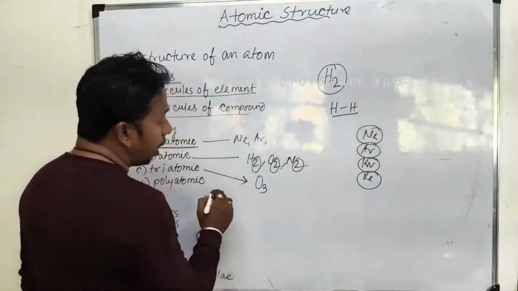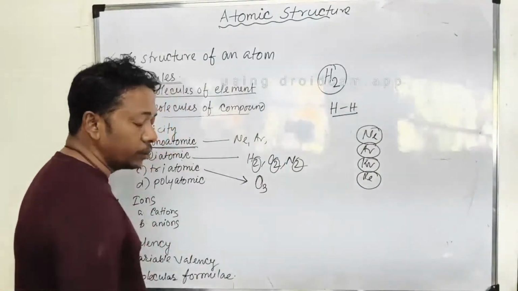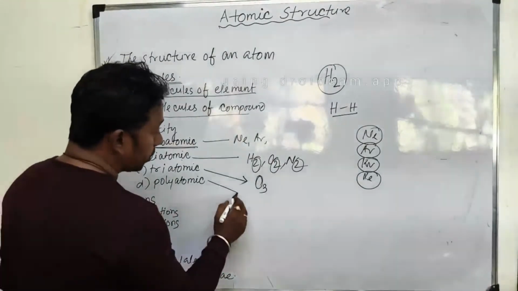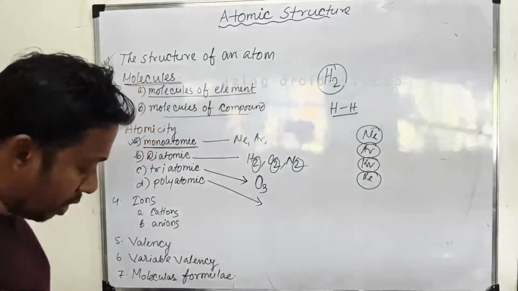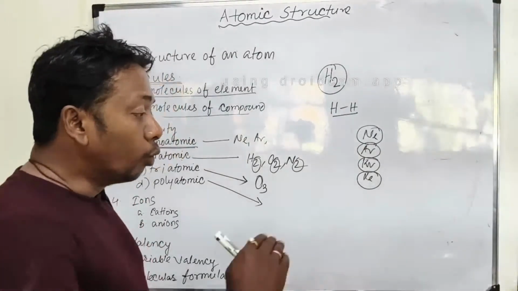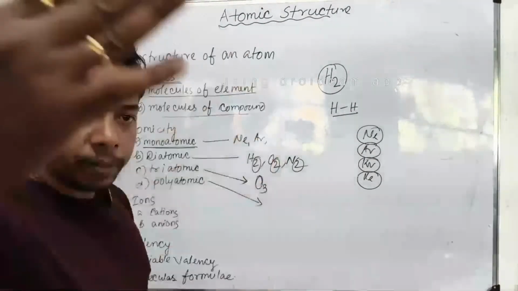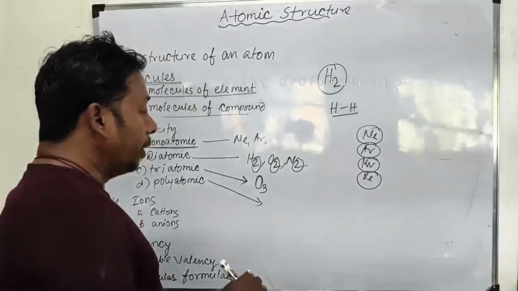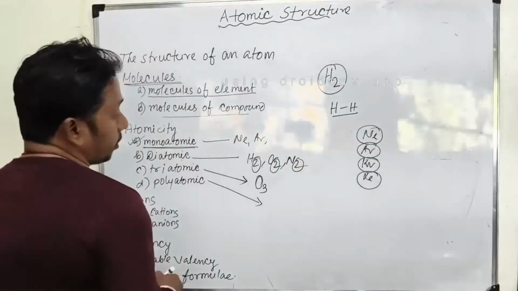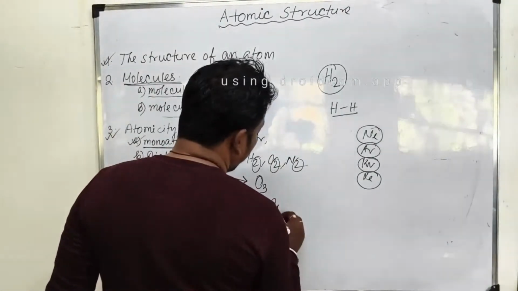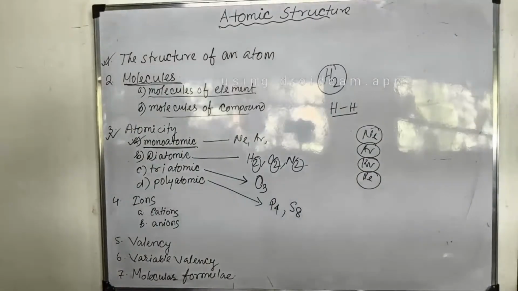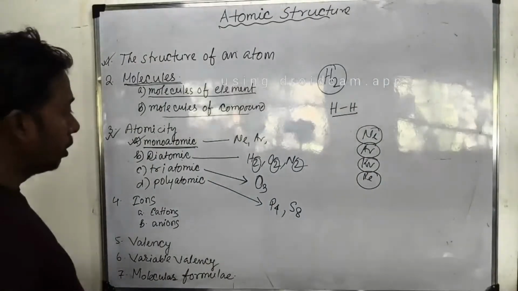So triatomic molecules are molecules that contain three atoms. What are polyatomic molecules? If a molecule contains more than 3 atoms, maybe 4, 5, 6, 7, 8, it is called a polyatomic molecule. P4, S8, those are called polyatomic molecules. Clear?